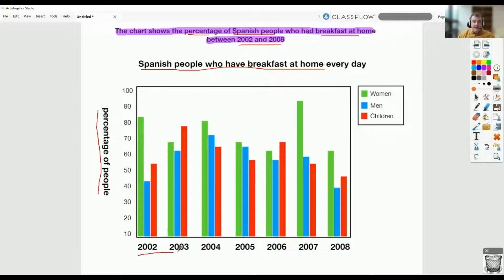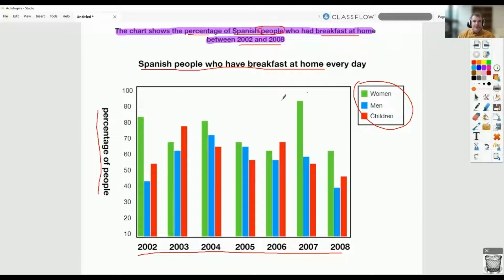And then obviously along the bottom, we have the years, the dates. And then we have our key. Here's our key up here. The green bar is women, blue is men, and red is children. So we can see that that's not something that is explicitly said in the title, that it's women, men, and children. But we have people here, so we can sort of assume that it's these three groups.